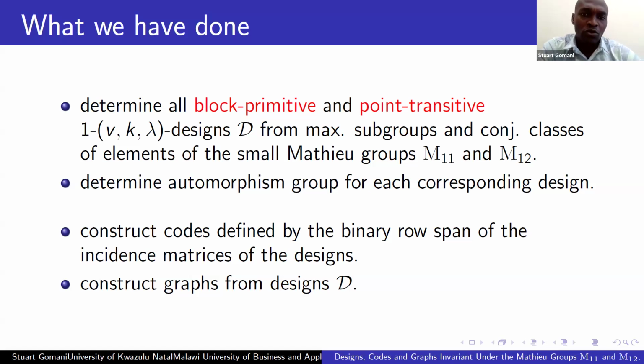After that, we're going to determine the automorphism group for each corresponding design. From the incidence matrix of each design, we're going to construct binary codes, which really are the binary row span of the incidence matrices of the designs. And lastly, we're going to show graphs that we have managed to construct from the designs under the construction technique that we are going to share next.